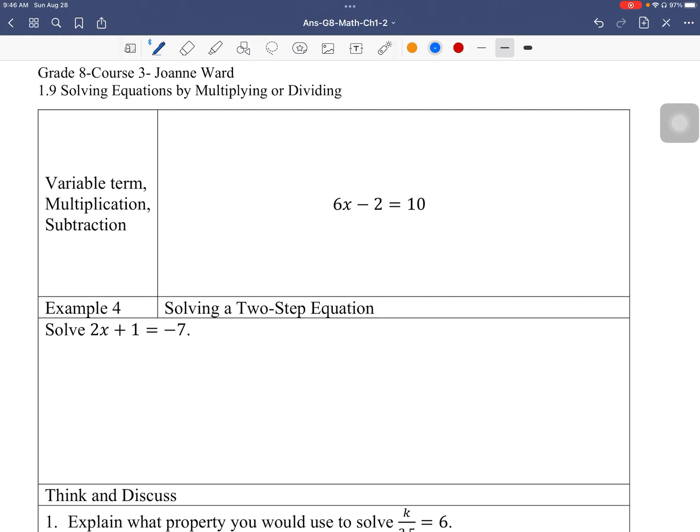Then I want to talk about variable term multiplication and subtraction. This is what we call a variable term because this term has a variable. These two parts are multiplying together: when there is nothing in between, it means multiplication.